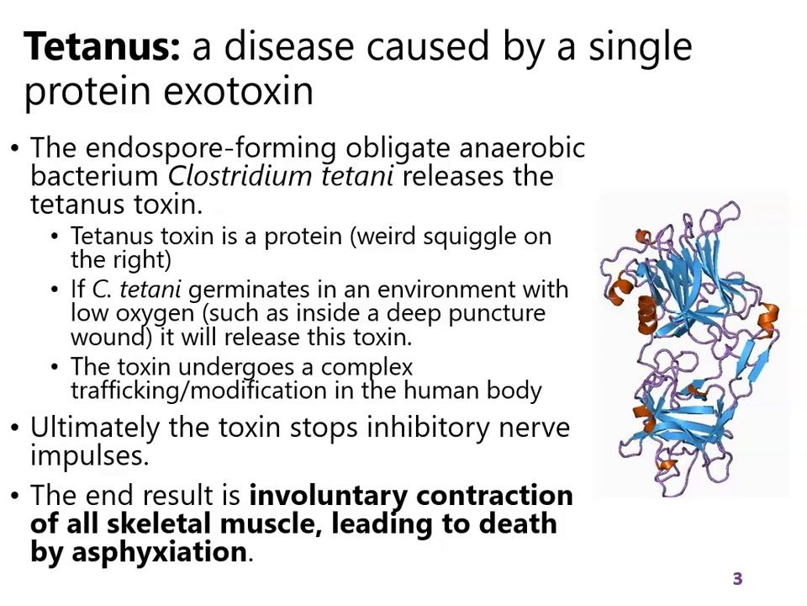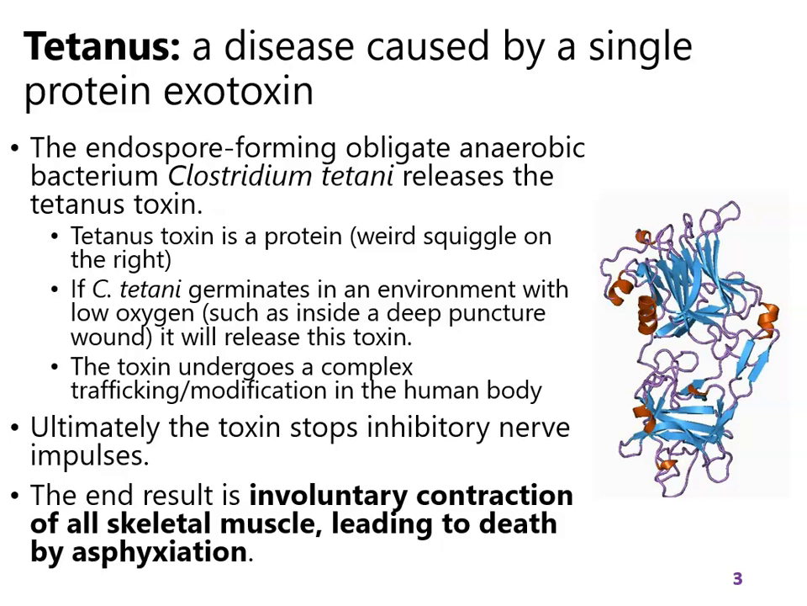Once it germinates and there are vegetative cells that can start growing, they will release the tetanus toxin. And this goes through a complicated series of steps in the human body where it gets moved through the blood and lymph and eventually into a neuron, and then it gets sent through the neuron to a certain place where it can inhibit the signals that would normally inhibit muscle contraction. So it is blocking inhibitory nerve impulses.